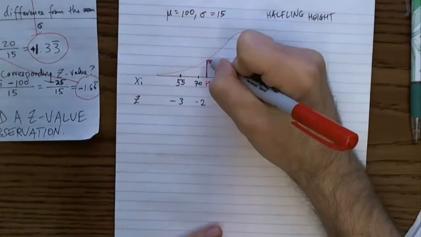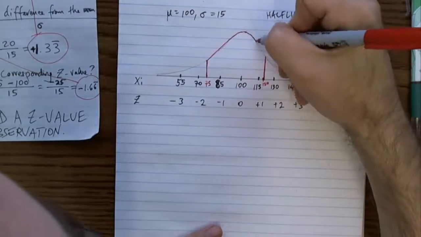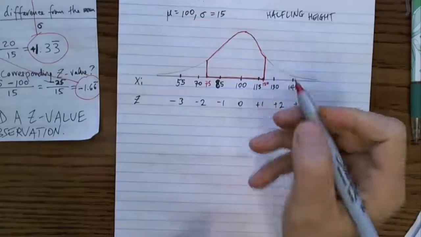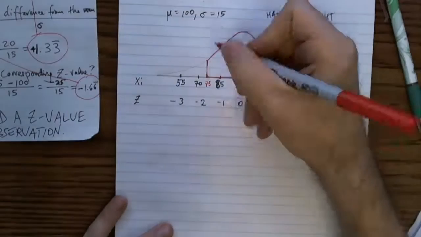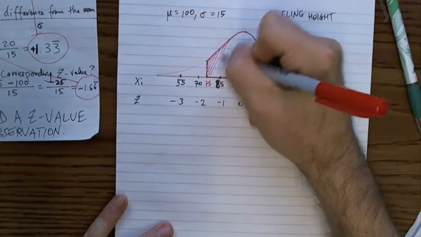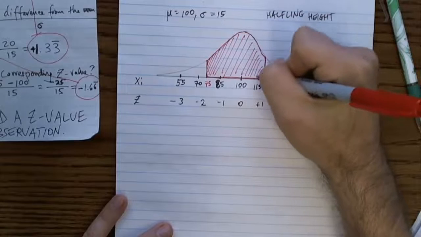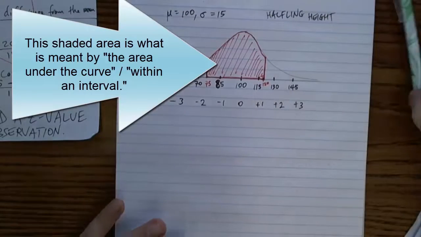So if we want to find how much of the area under the curve falls in this red area, so all of that, how do we find how big that is, right? Well, I'm going to show you how to do that.